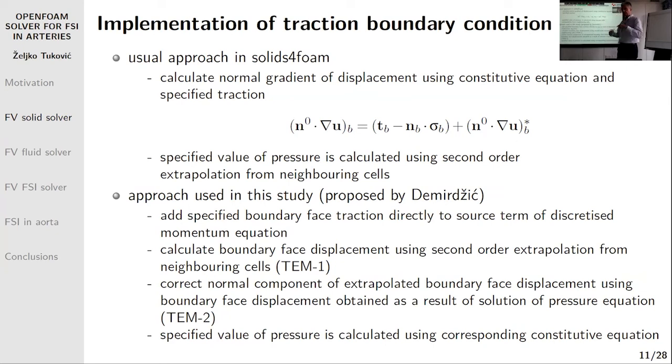After we solve the system at the end of each iteration, we know the normal component of displacement on all faces, and we also know them at the boundary. So I correct the extrapolated displacement by the displacement which follows from the solution of the continuity equation. And now I still use a fixed value boundary condition for pressure, but now pressure is calculated using the constitutive equation.